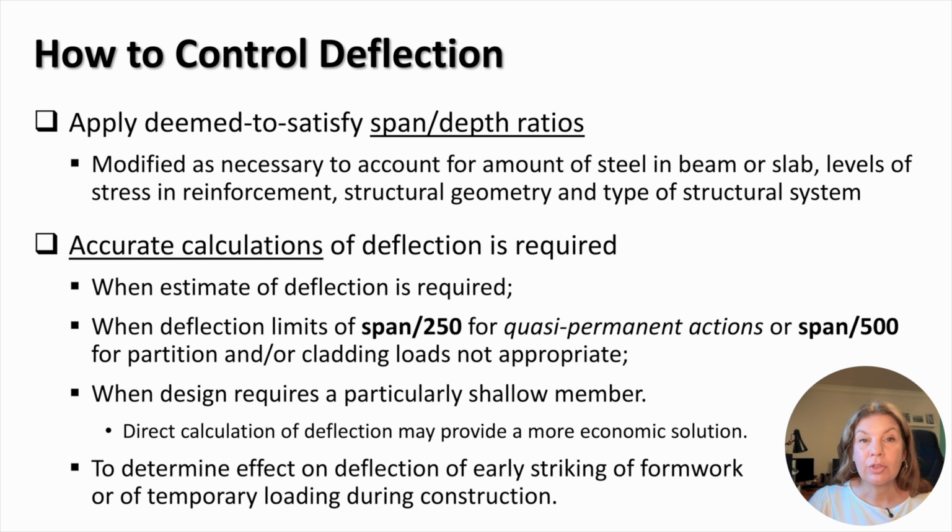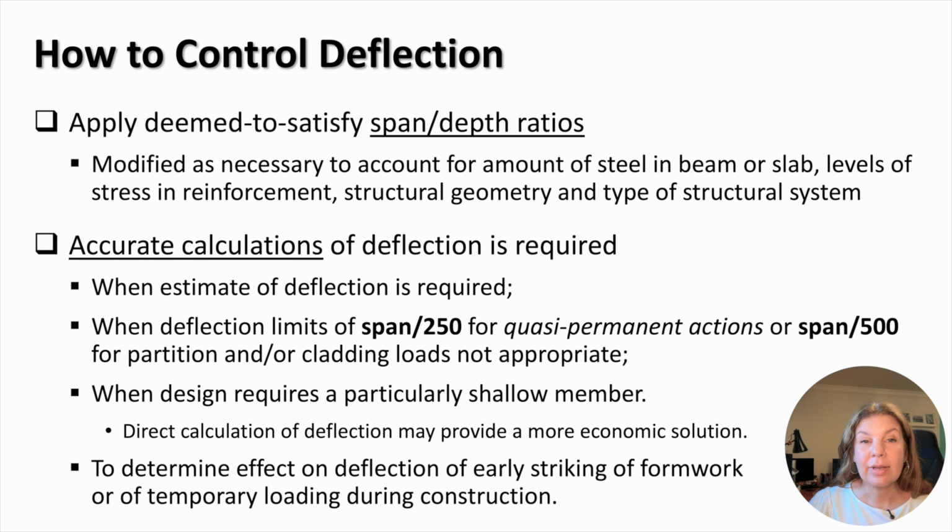Eurocode 2 allows for two methods for deflection control. Deflection can be controlled by applying the deemed to satisfy method based on the span-to-depth ratio. This method depends on the amount of steel reinforcement in beams or slabs, levels of stress and reinforcement, structural geometry, and the type of structural system.